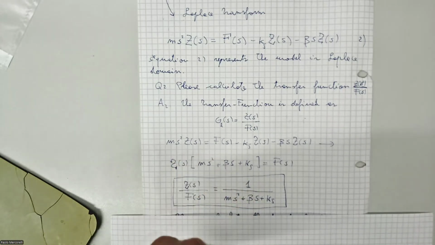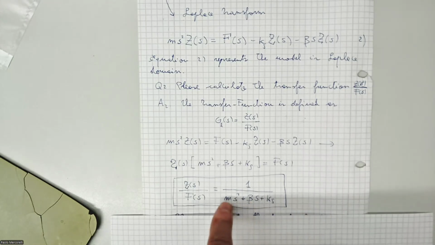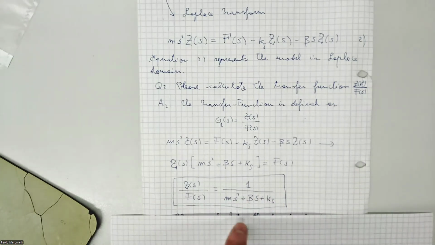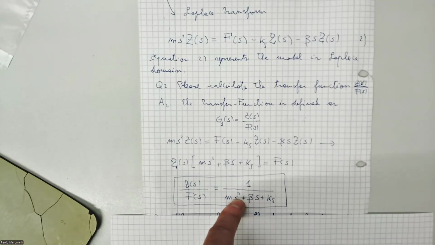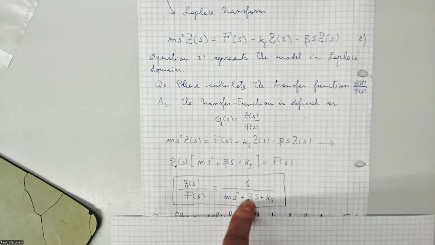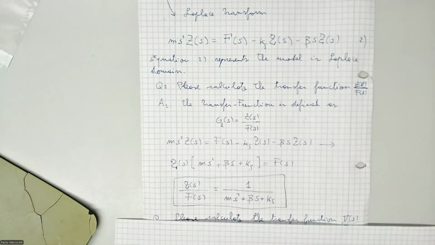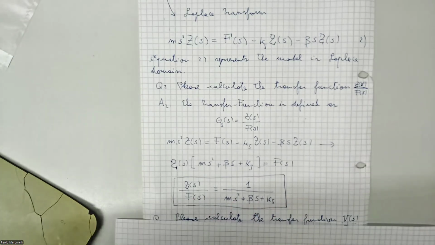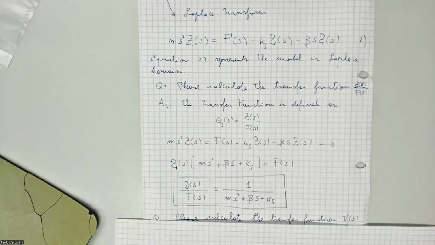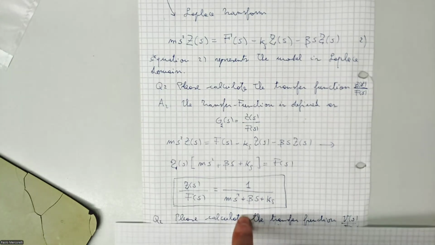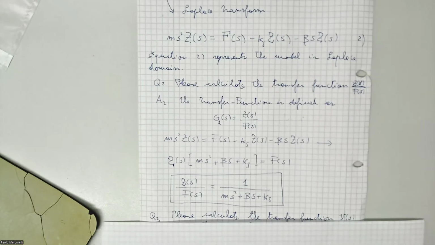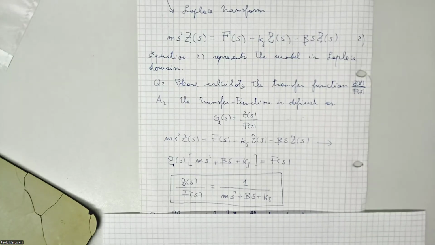This I called G1 of s. But if you look, this reflects the differential equation, in this case. You remember the differential equation was M multiplied by Z double dot plus B multiplied by Z dot plus K multiplied by Z. Somehow S is there because of the derivative theorem. The order of the polynomial reflects the order of the differential equation. Not only that, I would like to say that we have a polynomial expression.